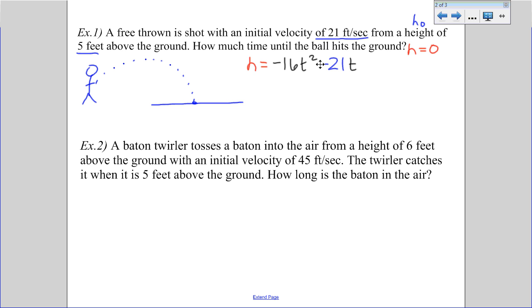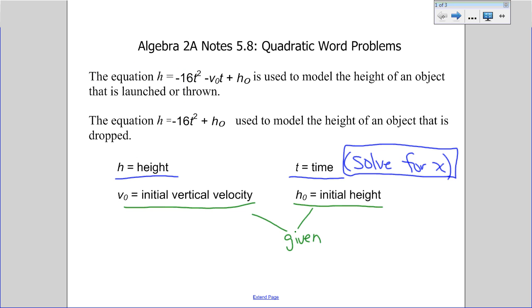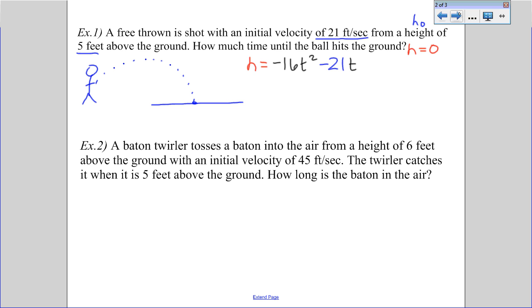And then it says plus h sub 0. So h sub 0 is your initial height. What's the initial height of our basketball? 5 feet. So this initial height of 5 feet above the ground is plus 5. And so we want to know when does the height equal 0. So I'm going to plug 0 in for h.